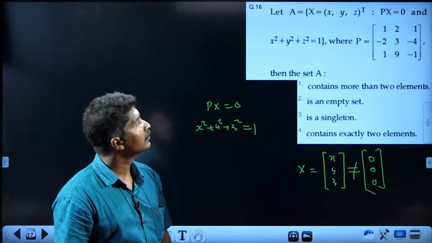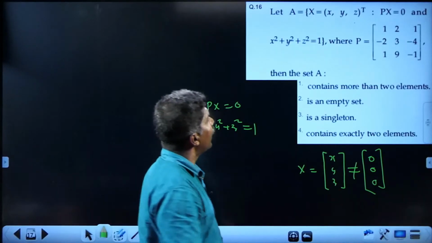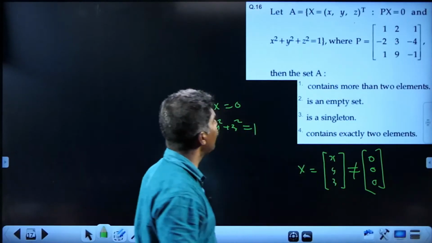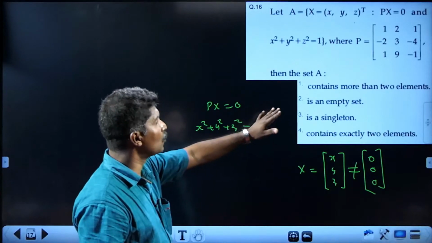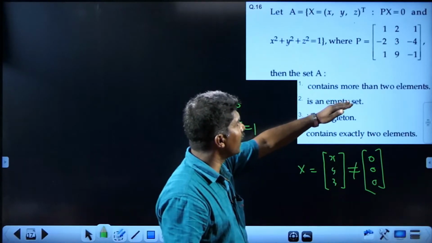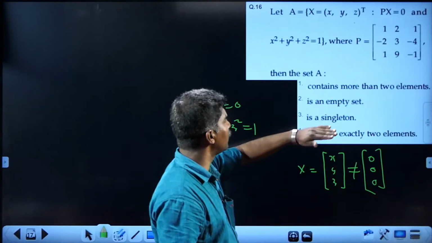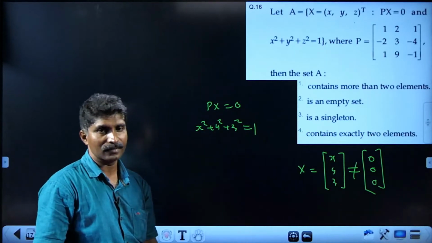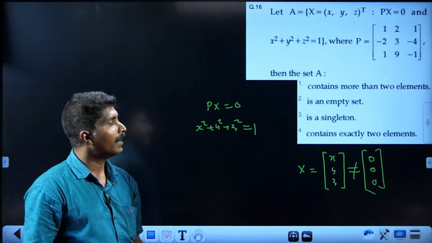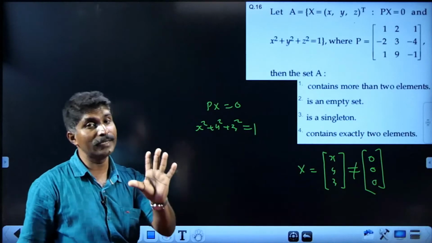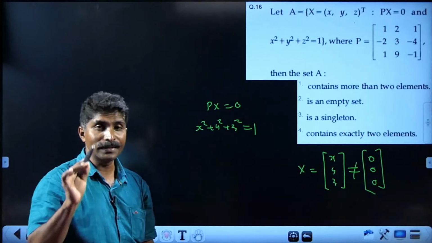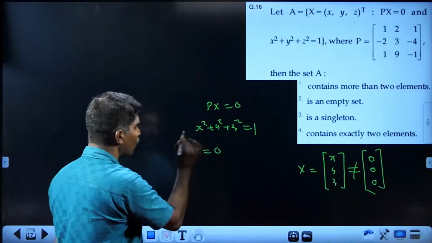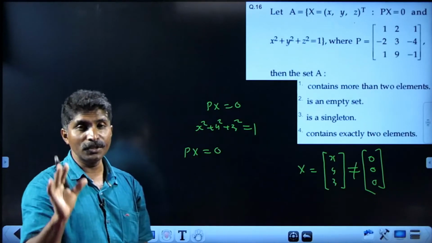Okay. And P is given. Then we have to go through the options: contains more than one element, is an empty set, is a singleton, and contains exactly 2 elements. And this is what? This is a homogeneous equation. It is given that P of X is equal to 0. The meaning is homogeneous equation.